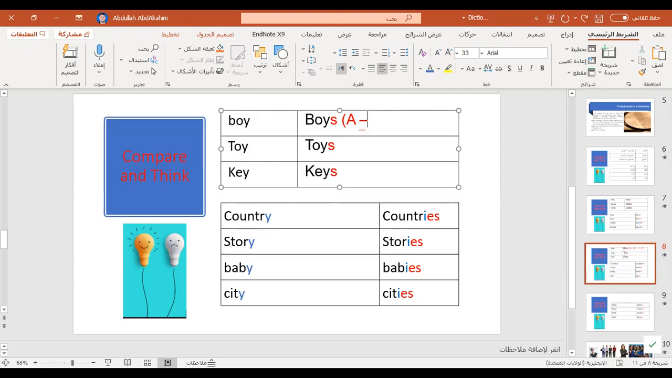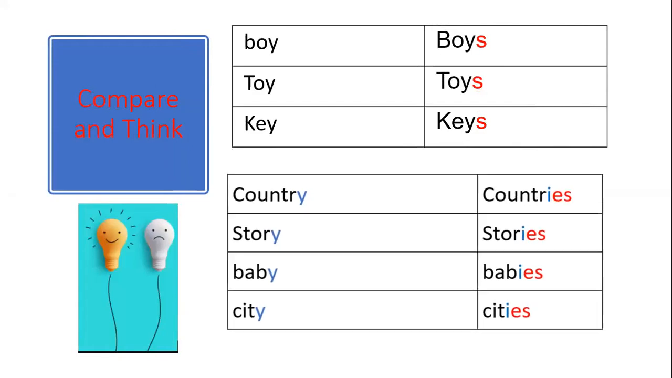Okay, now the rule says any word that ends with Y preceded by a consonant, we change Y into I and add ES. But if the Y is preceded by a vowel, we do nothing. We just add S. Okay? Keep it in your minds. خلوها حاضرة دائما في أذهاننا.